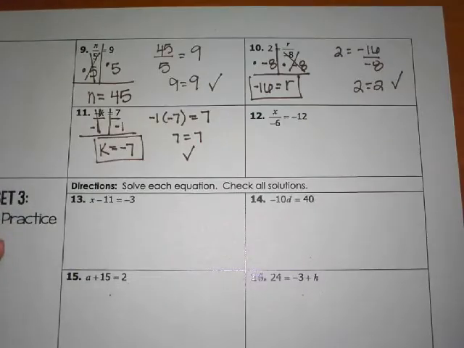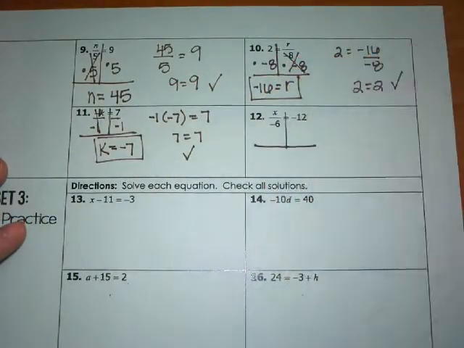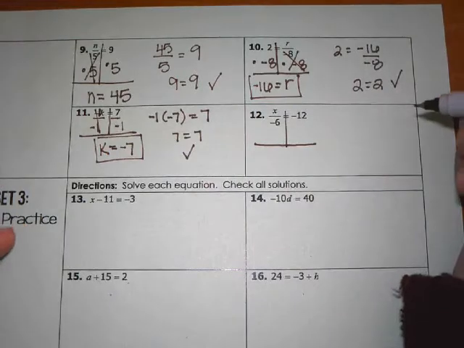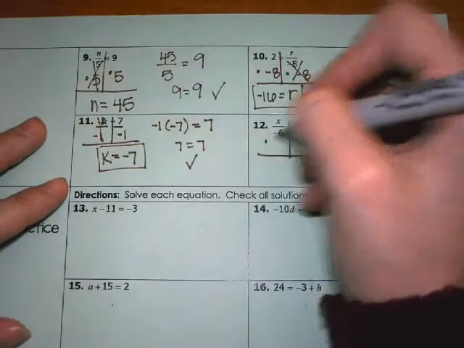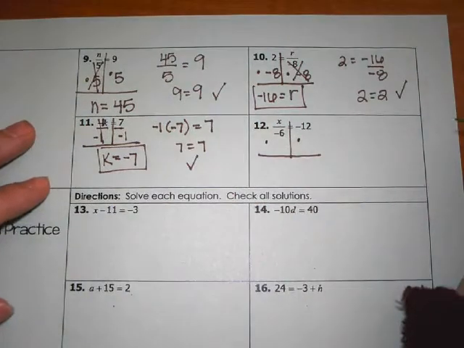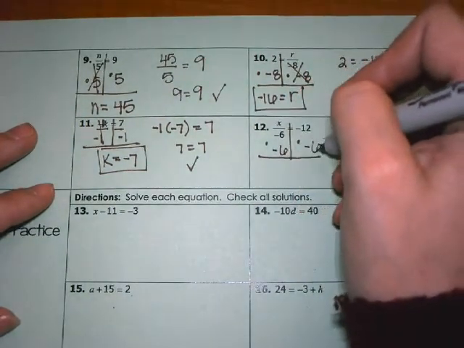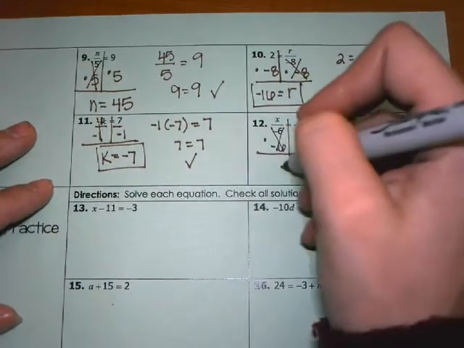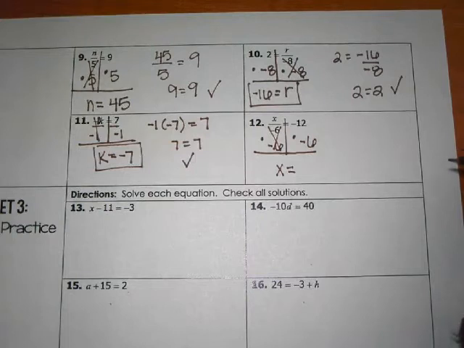Last one, number 12. Draw your upside down T. What operation do you see being done? Division. So that means I need to, what everyone? And what am I multiplying by? My 6's go away. I'm left with X equals negative 12 times negative 6.